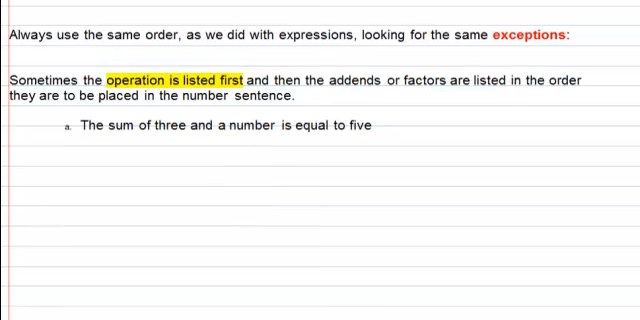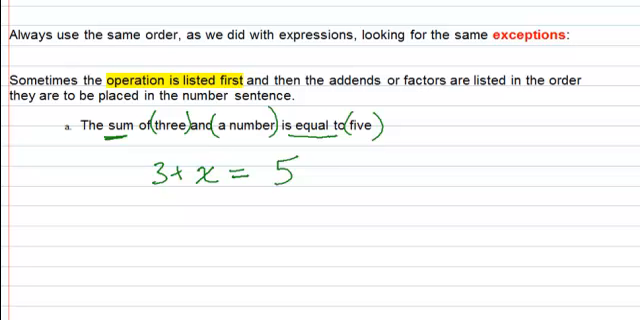We use the same ideas, like I said earlier, and that is, we're always looking for those exceptions. So sometimes the operation is listed first. That was one of our examples that we had earlier in the previous video on expressions. So here we have the sum of. What do we have the sum of? We have the sum of 3 and a number. It's equal to 5. So we make the translation, and as soon as we made that translation, it's really easy just to say, okay, now I'm going to get the variable alone by adding the opposite, and x is equal to 2, and you're done.